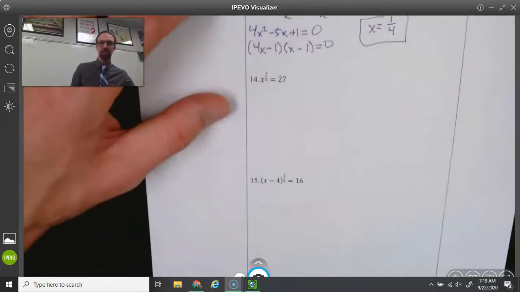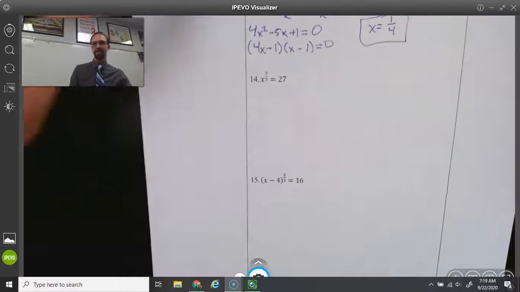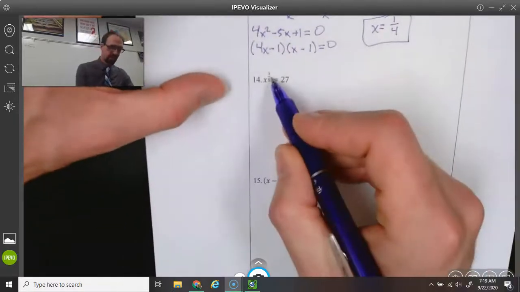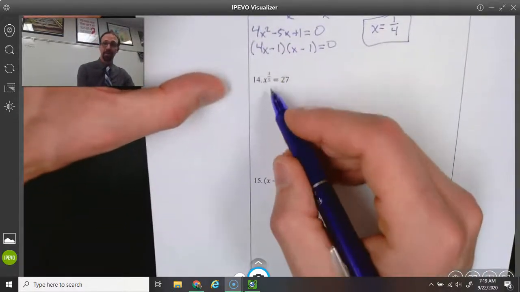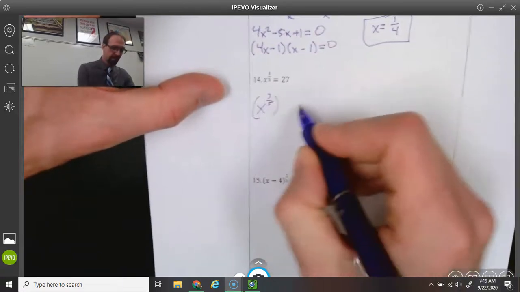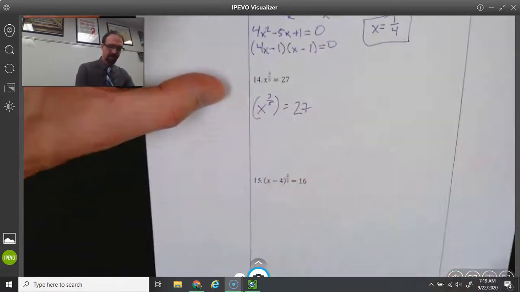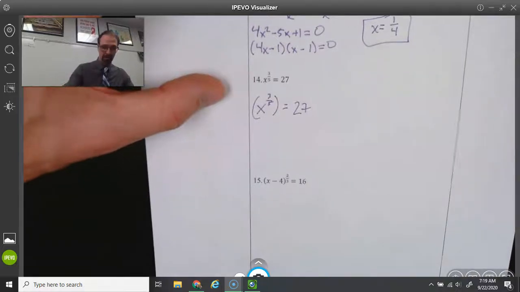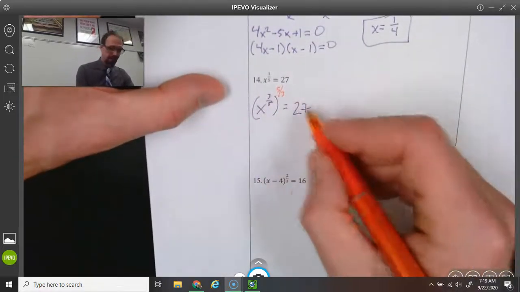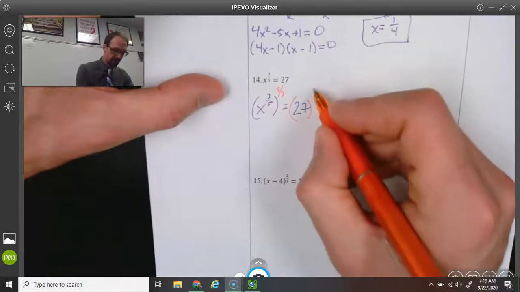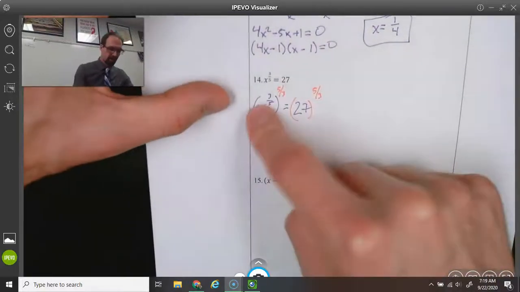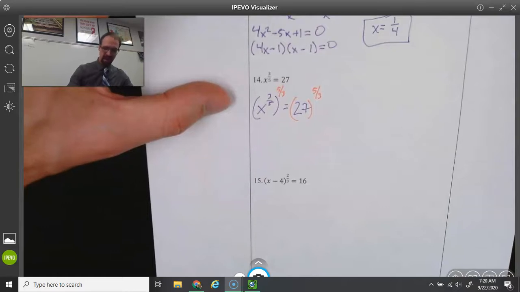14. This one looks a little bit tricky because now it's to the 3/5 power. Remember, to undo something, we need to raise it to the reciprocal power. So in this case, if I raise x to the 3/5, if I raise it to the 5/3 power, that will undo the 3/5. If I do it on one side, I have to do it on the other side as well. So on this left-hand side, we end up with just x.